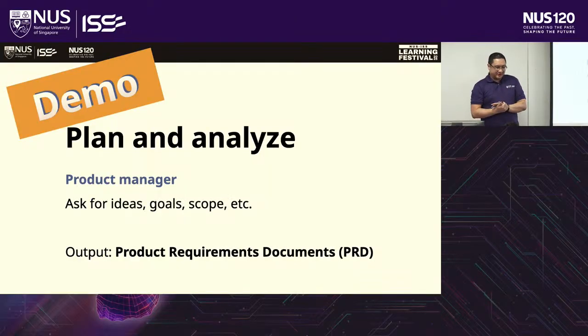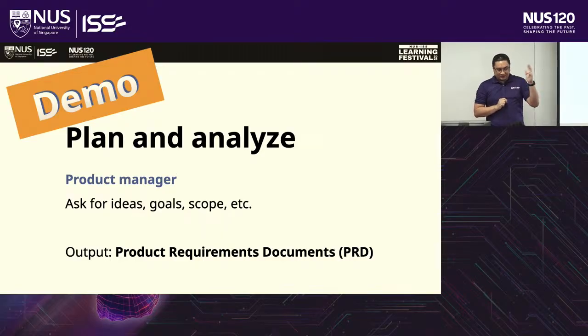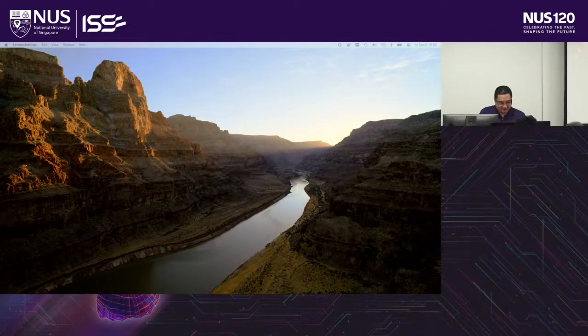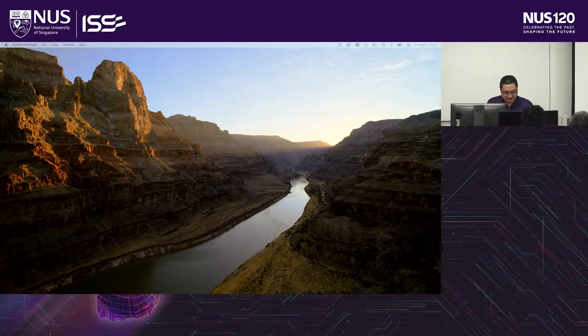All right, let's start. We're gonna go through some demos. I'm gonna compress it a little bit. So we're gonna start with plan and analyze. Start with the idea, start with the goal, start with the scope, and then get the AI to generate a PRD. Right, so let's start with that. I'm gonna try to do it here, hope it works. It's a big gamble.